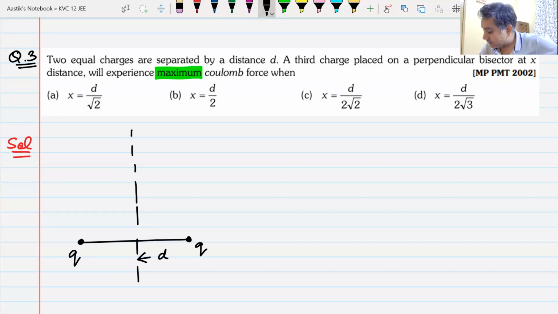The distance between them is d. So this is d by 2 and this is d by 2. Where should I place a third charge so that the force experienced by this charge is 0? So let me place a charge Q here.